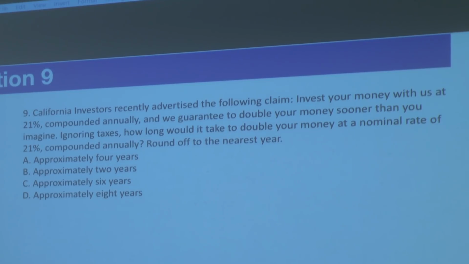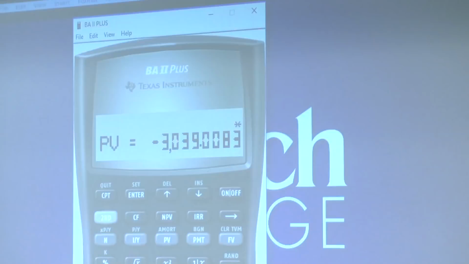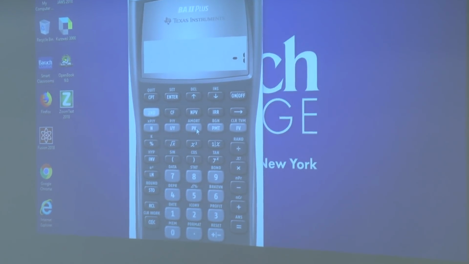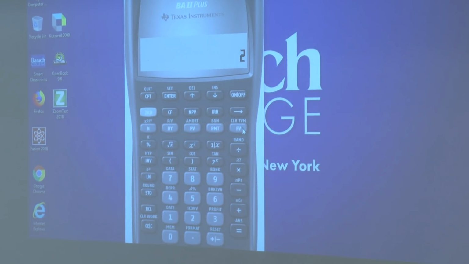How do you do this? I put 1 as my present value, 2 as my future value, 21 as my I, payment at 0, and compute N. Perfect. So he said I put -1 as my present value and 2 as my future value, 0 as my payment. No, sorry, 21 is my interest, and I want to compute the number of years.